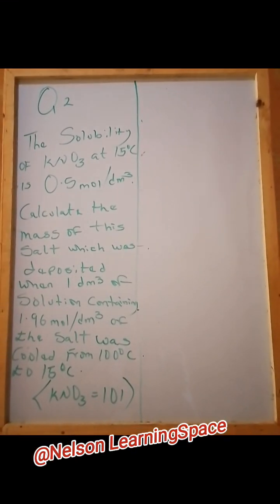So question number 2 goes like this. The solubility of KNO3 at 15 degrees Celsius is 0.5 mole per dm cube. Calculate the mass of this salt which was deposited when 1 dm cube of solution containing 1.96 mole per dm cube of the salt was cooled from 100 degrees Celsius to 15 degrees Celsius. And then we're given the molar mass of KNO3.